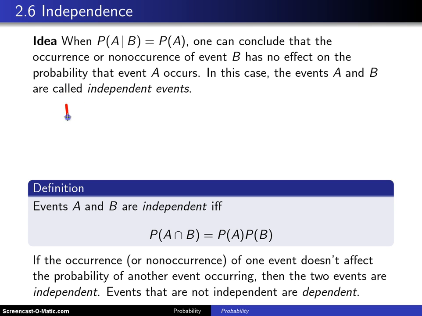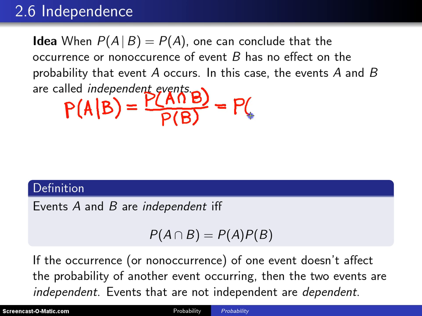So let me put a little more detail into that. Let's say we're interested in the probability of event A occurring, given that the event B has occurred. By definition, this is the probability of A intersect B divided by the probability of B. And if it's the case that whether or not B occurs does not matter, if this happens to be equal to the probability of A, then what we would say is the two events are independent.